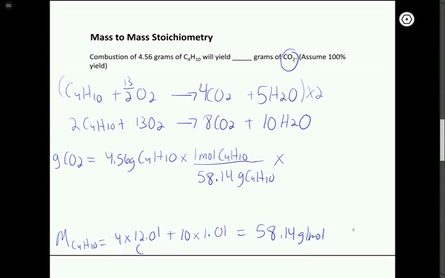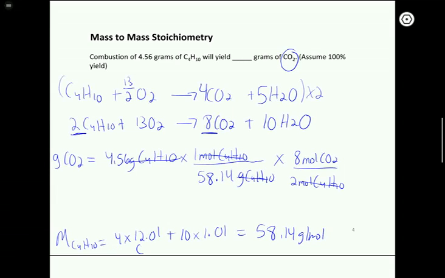Now we're going to use the mole ratio, and that's where the stoichiometric coefficients become important. So 8 CO2 forms for every 2 C4H10s that react. So we're going to use that ratio, 8 moles of CO2 for every 2 moles of C4H10 that react. So moles cancel out, grams cancel out. So now we're in moles of CO2.